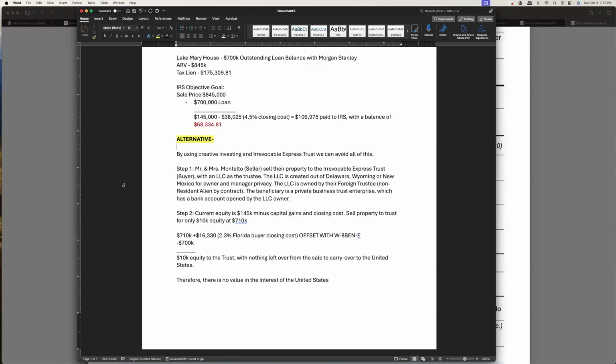So we have $710,000 plus, give or take, 2.3 Florida buyer's closing costs. That's $16,000, but that can be offset with the WA bin, right? The trust is the buyer. Under treaty laws, it will offset those fees, so it doesn't have to pay the county. But let's just say it didn't do that.